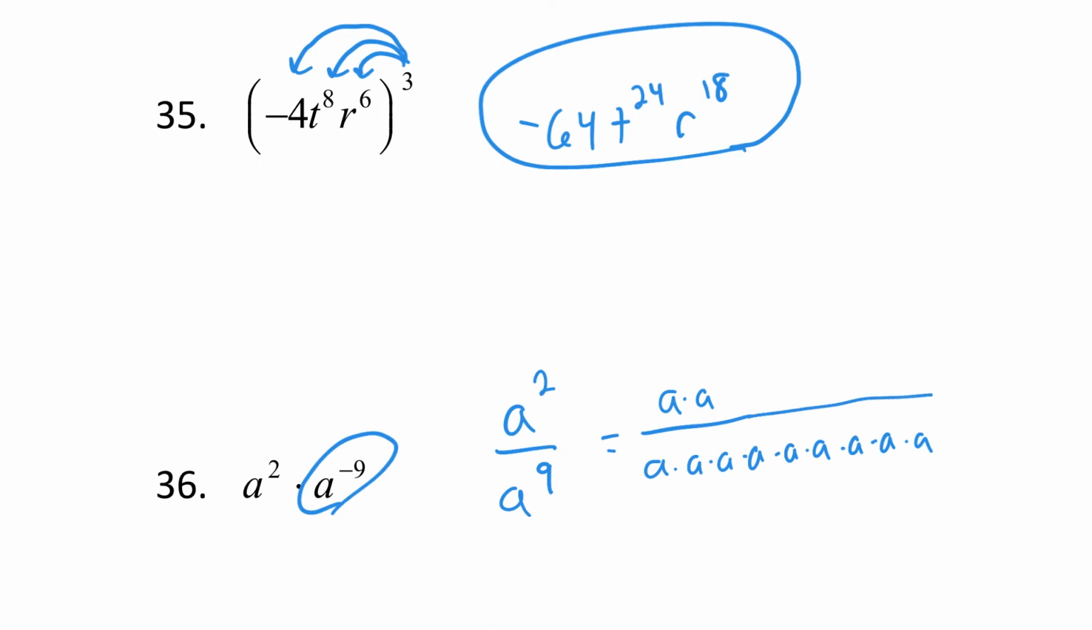Okay, I like to think about these as canceling the factors out rather than subtracting the exponents. So that will cancel that out. That will cancel that out. But we still have 7 a's left over on the bottom here. So I will just rewrite it as 1 over a to the 7th. And that is my final answer.